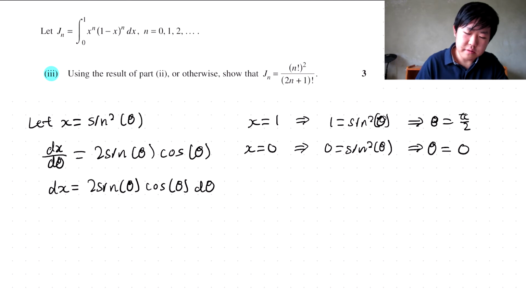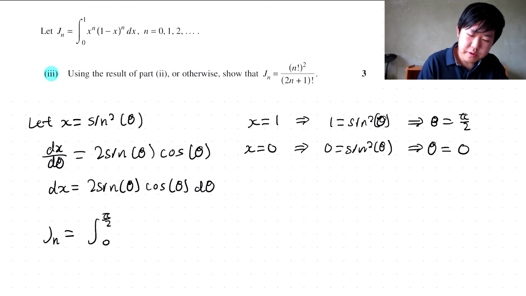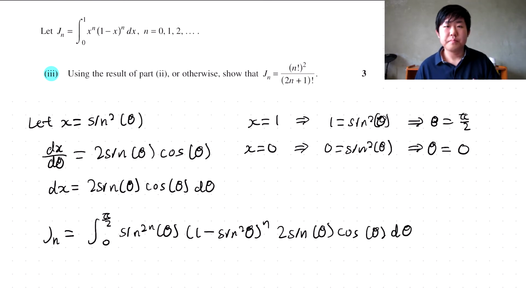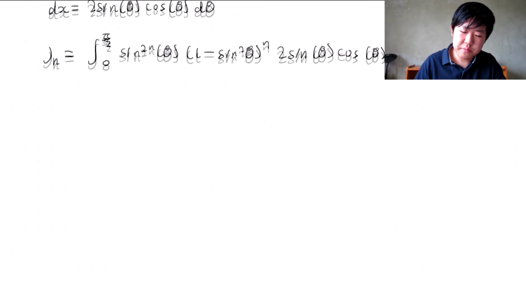Let's scroll down. Actually, let's start here. So Jn equals the integral from 0 to pi over 2 of sine 2n theta, 1 minus sine squared theta to the power of n, and then here's going to be 2 sine theta cos theta d theta. Let's go down now.